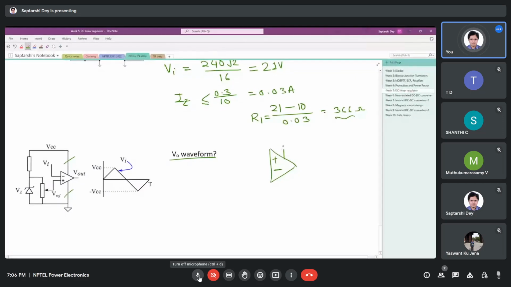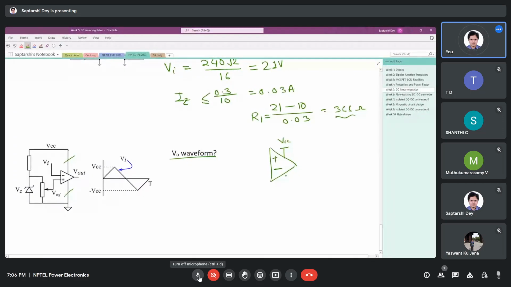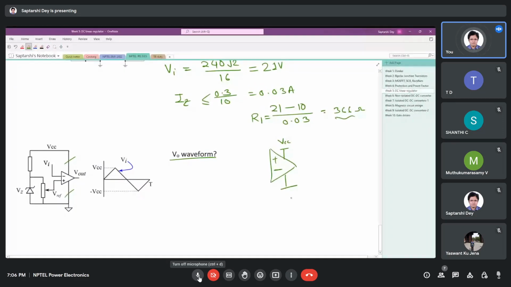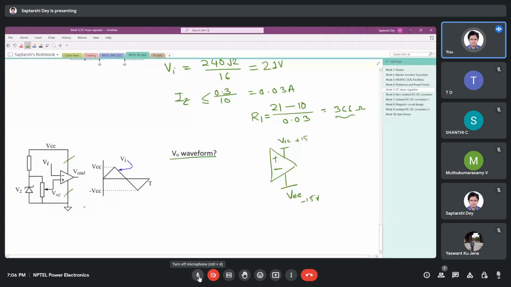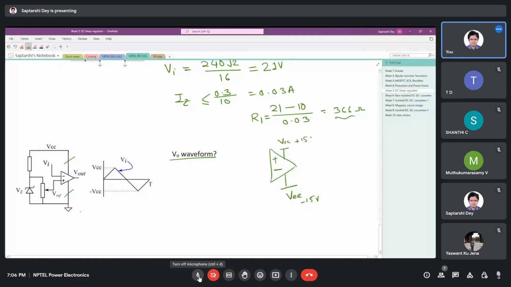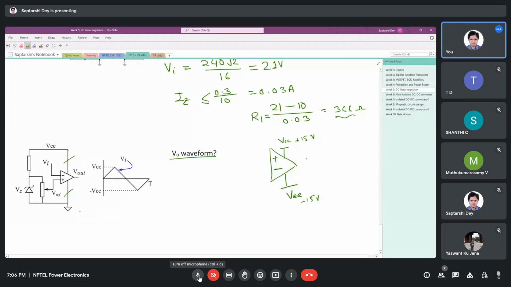So what happens is you have an op amp like this. This terminal we can connect to VCC, and this one, if the provision is there, we can connect to VEE. Say this can be plus 15, this can be minus 15. But here it is grounded. So the comparator, which always gets saturated, on the upper side will give 15 volt. On the lower side, it will give 0 volt.